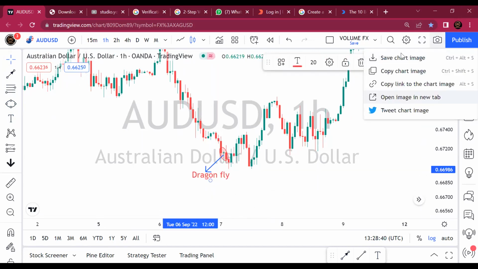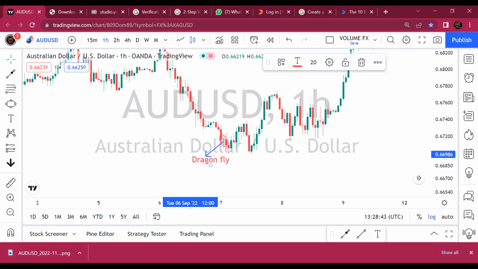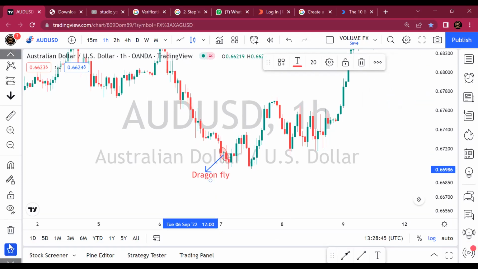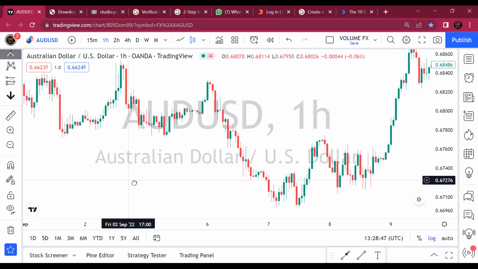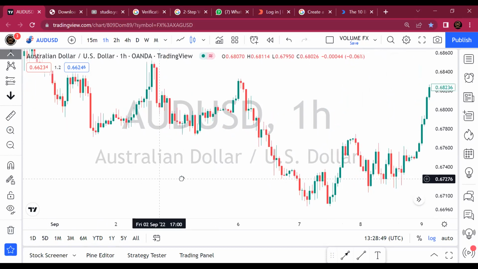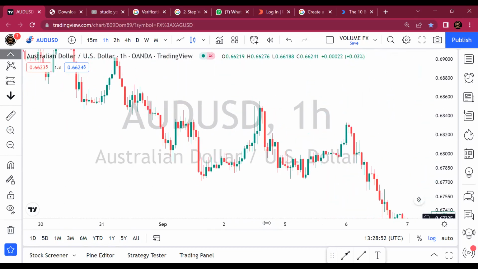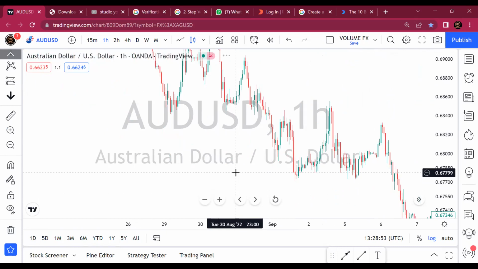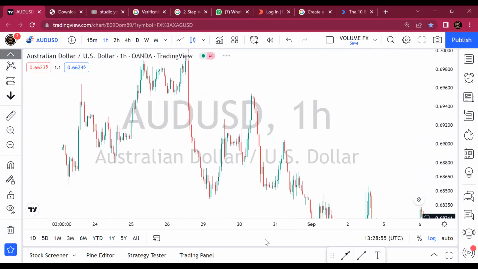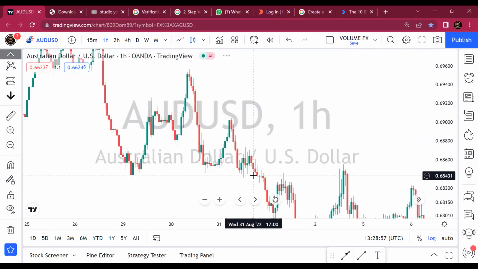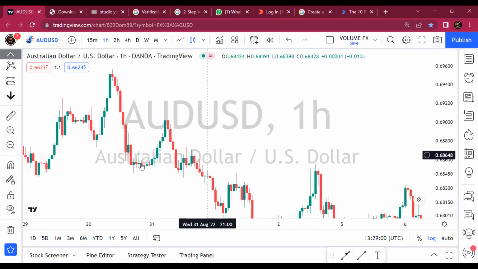Okay, then you come there, save the chart image. Then after you do that, you're going to remove your drawing so that you do not repeat the same pattern. You remember, guys, you've done this. I think you've done almost three examples. Let me see if I can get two more.